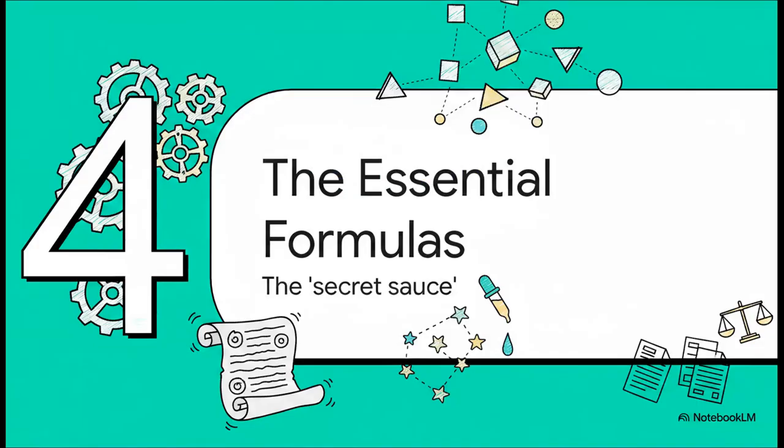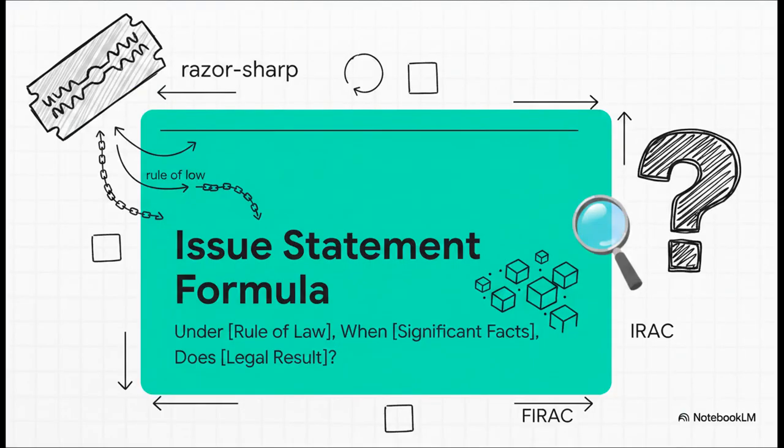Okay, this is where we get to the really good stuff. We're moving beyond just the letters now and into the formulas that will make your legal writing pop. This is the difference between a B+ and an A. It's all about precision. First up, for a razor-sharp issue statement, you need to use this formula every single time. What it does is force you to combine the rule of law with the most important facts of your scenario to ask a really precise legal question.